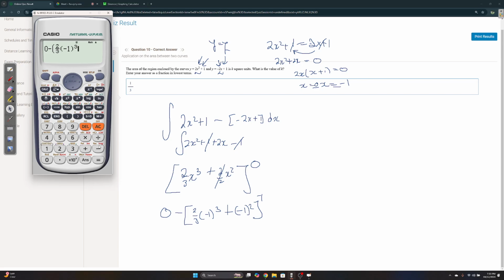Really important not to get these things wrong. Minus 1 squared. Okay, you get minus 1 over 3. What do we do? We make it positive, so it becomes 1 over 3.